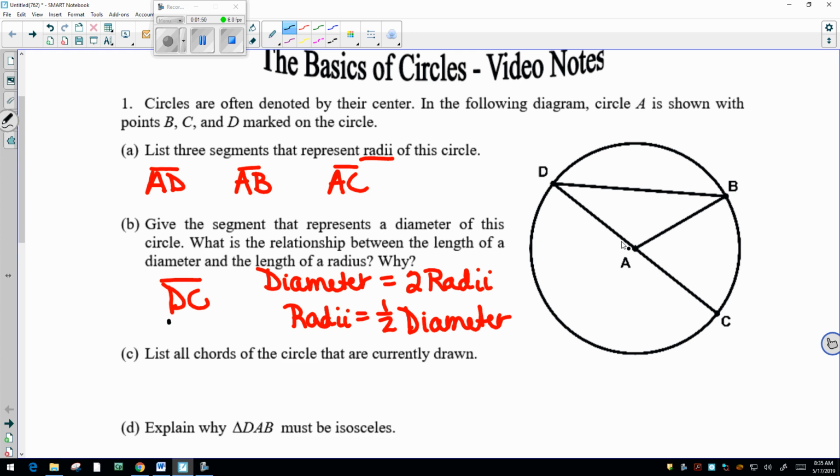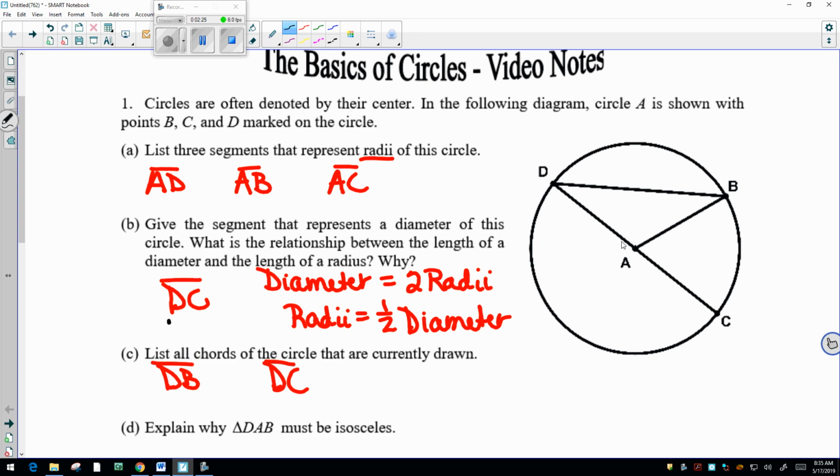Okay, and then a chord. A chord is probably something new. A chord is a segment that has both endpoints on the circle. So for instance, I could say DB is a chord. It has both endpoints on the edge of the circle. For that matter, using that same definition, D to C is also a chord. Even though it's a diameter, it's a special chord because it is your diameter, but it still takes that idea of chord where it has both endpoints on the circle.